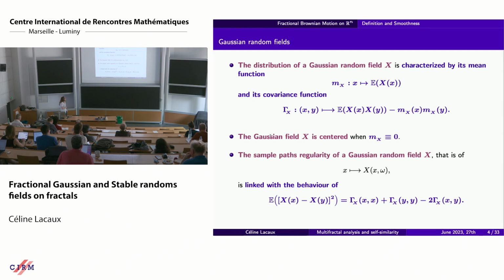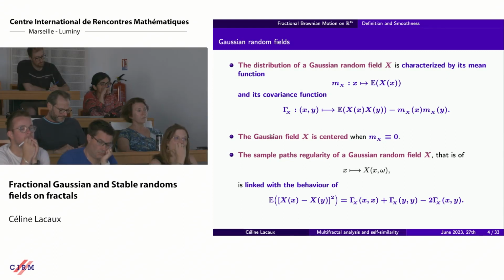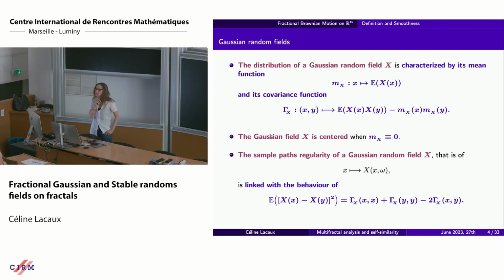The last thing which is important is that I will be interested in the sample path smoothness of the fields I study. When the field is Gaussian, it can be linked to the behavior of the variance of its increments. You take an increment and you take its variance; you can express it using the covariance function. If you know the behavior of this variance, you can have an idea of the sample path smoothness. What does sample path smoothness mean? That means that I look at X for a fixed omega, and I look at it as a function of the index x.